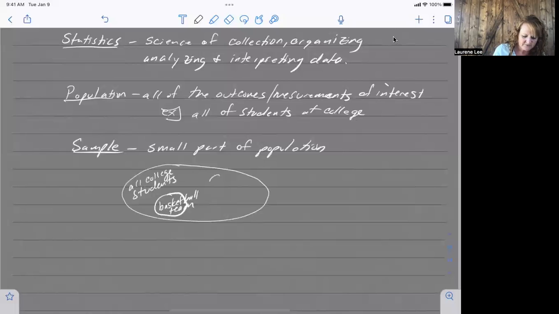And there are a lot of different samples within a population. So I could sample all the students in one class. I could sample all the students that walk into the cafeteria. There's a lot of different ways, and we'll talk about those methods later. But for now, what I want you to understand is that there's many, many samples within a population, and they're all going to give me different averages. So the average height of my basketball team sample is going to be different than the average height of my statistics class.